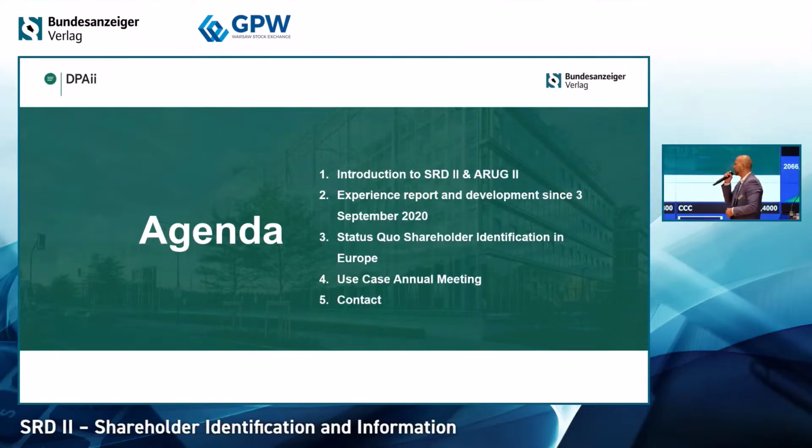handle SRD II, because our platform, the Deutsche Plattform for Aktionärsidentifikation and Information, which is basically shareholder information identification, we started in Germany. I'm pretty sure you remember everything in the first steps. And then we saw, okay, it's a European regulatory, and we became more and more European with the platform. Basically today, our customers are 50-50 German and non-German European issuers. So we will give you a short experience report and the development of SRD II.